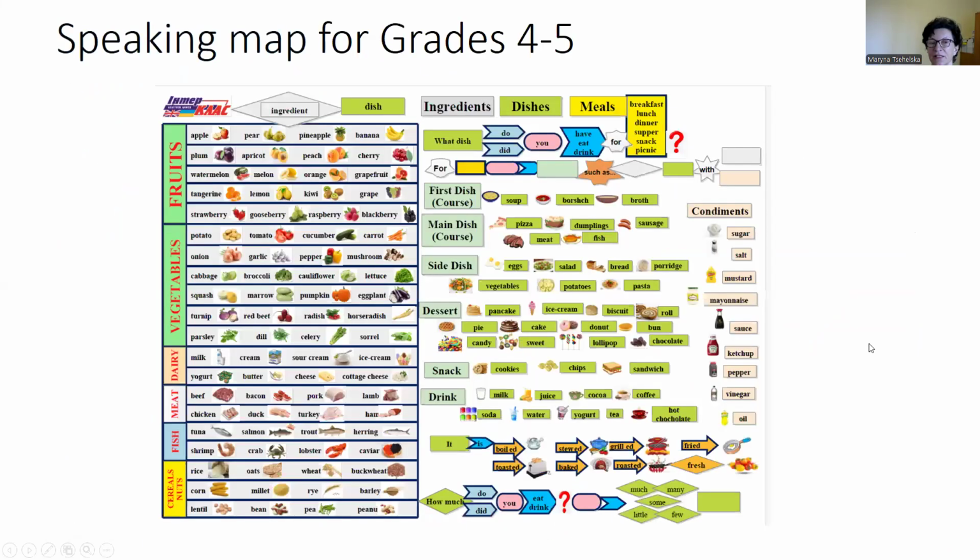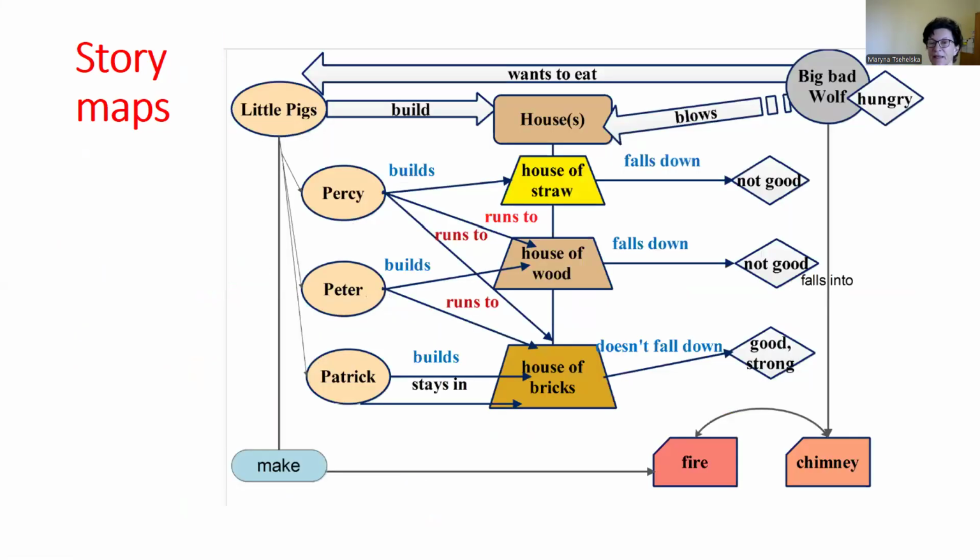So here are different maps, and we also can have story maps, for example, about the three little pigs. We have pigs, we have houses, and we have what their houses are and what the pigs do, and we can talk about this using rows, columns, or horizontal lines. For example, there are three little pigs, Percy, Peter, and Patrick. And there is a big bad wolf who is hungry and who wants to eat little pigs.